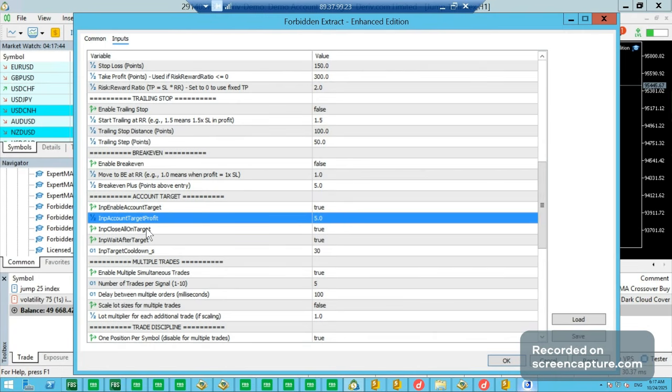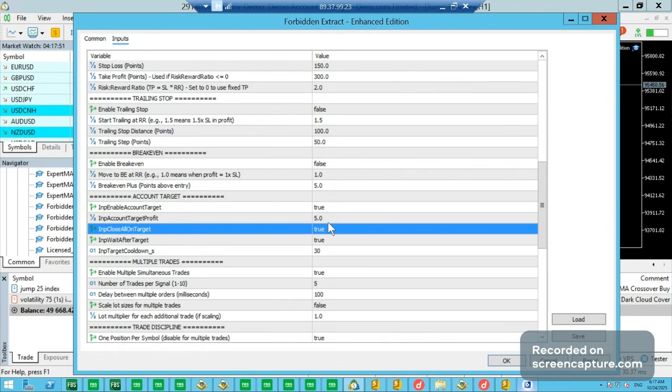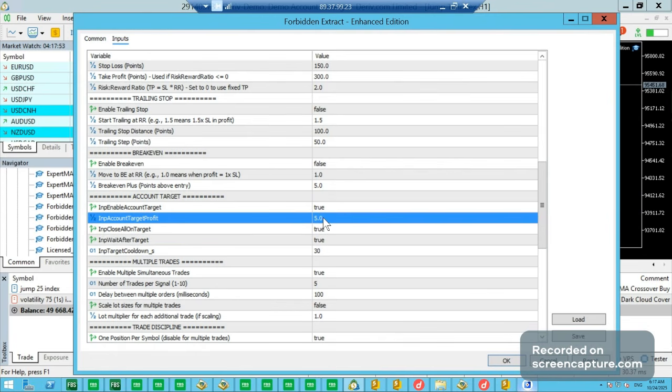So, input close on target. Once you set it up, it works in line with the account target profit.